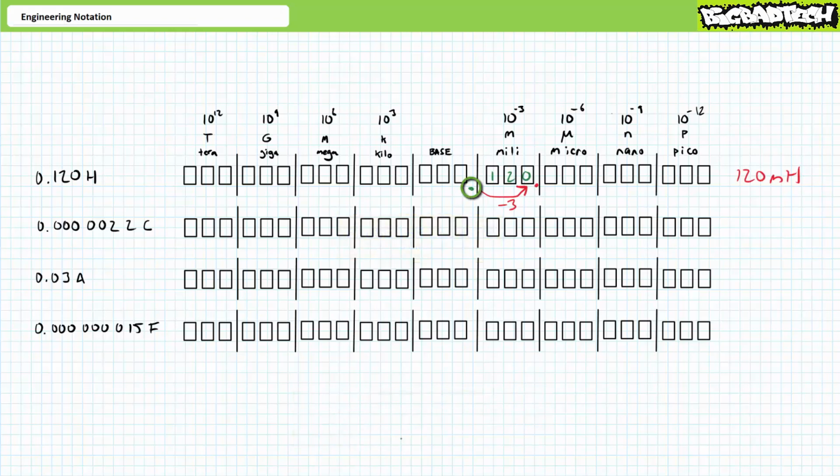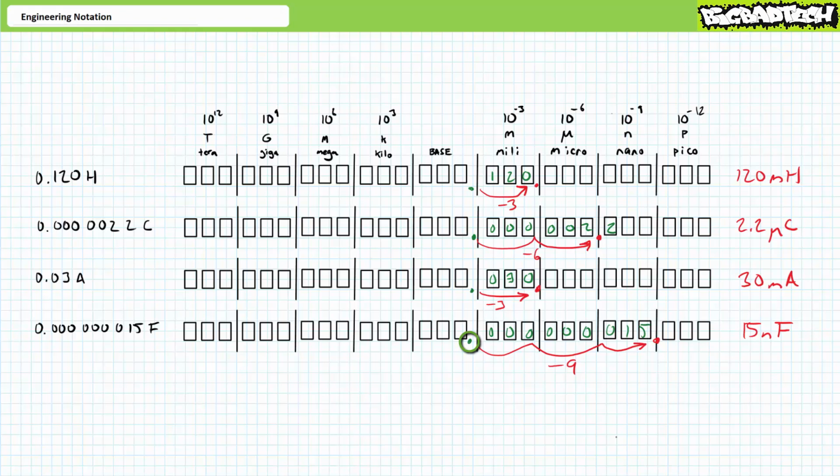Our first entry, 0.120 henries, is better expressed as 120 millihenries. Our next entry, 0.0000022 coulombs, is more appropriately represented as 2.2 microcoulombs. Our next entry, 0.03 amps, is better represented as 30 milliamps. And lastly, 0.000000015 farads is more compactly represented as 15 nanofarads.